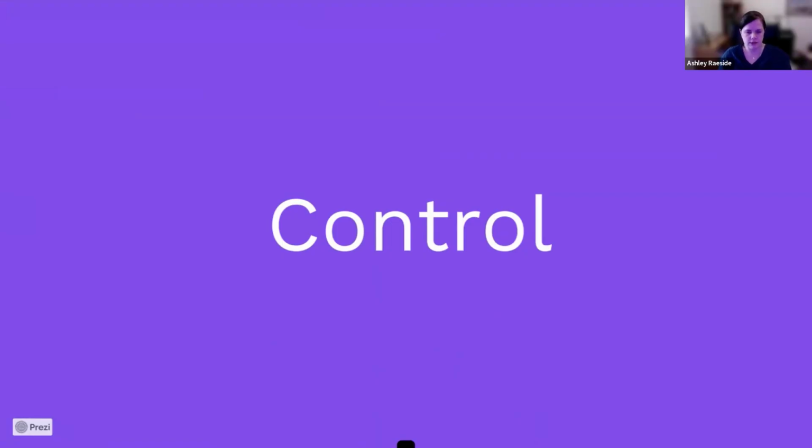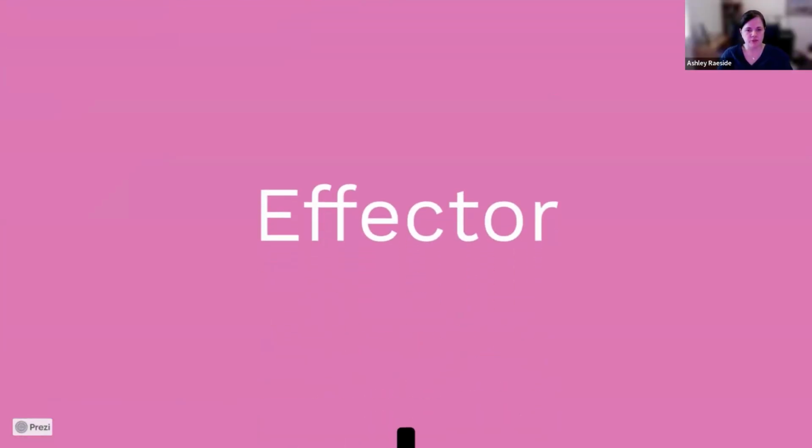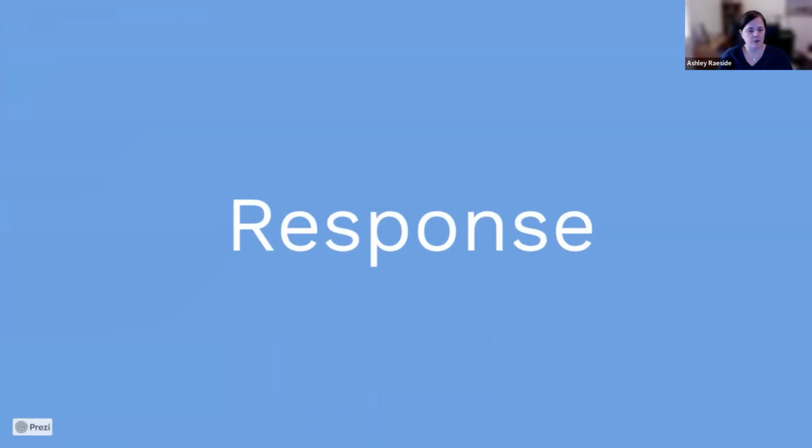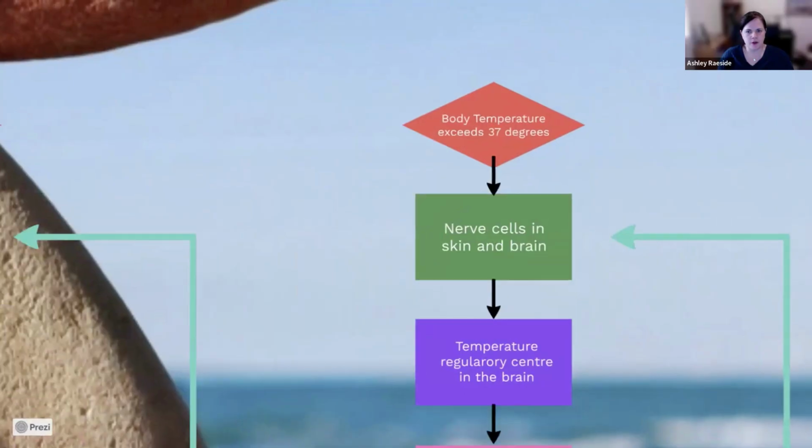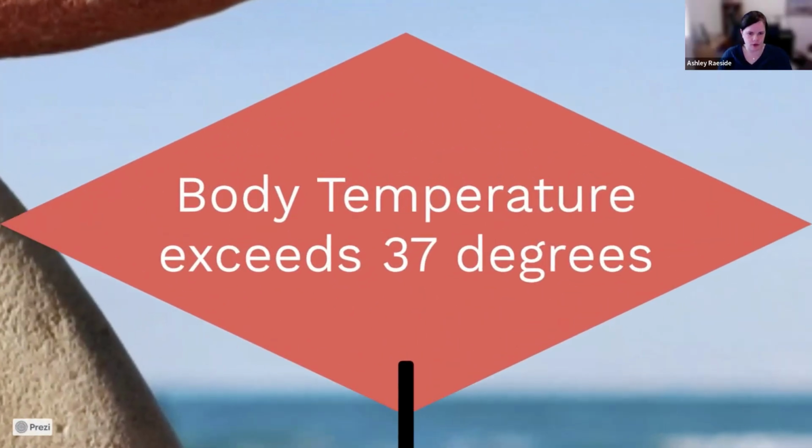So the control center then sends a message to the effector. This is the part of our body that responds to the change and does something to produce a response. All right, and the response is what then brings us back to our normal state. So let me give you an example. All right, so our body temperature gets too hot and we go above 37 degrees Celsius.